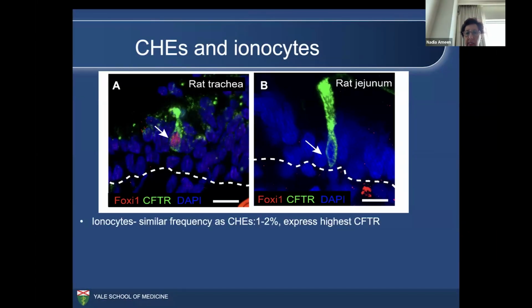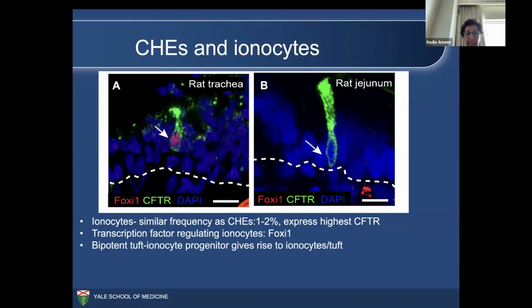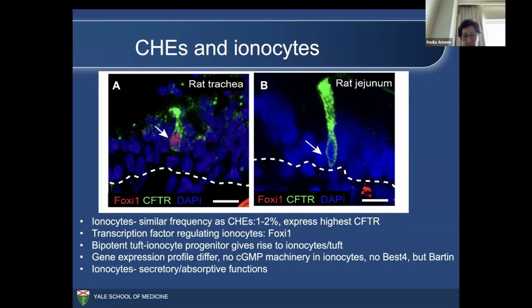So the ionocyte frequency is similar to Chi cells. They also express high levels of CFTR, but the transcription factor regulating ionocytes is FOXI1. And what's been shown recently is that there is a bipotent tuft ionocyte progenitor that gives rise to ionocytes and tuft cells. The gene expression profiles between ionocytes and Chi cells differ. There is no cyclic GMP machinery in ionocytes, and there is no BEST4 in ionocytes, but ionocytes express Barttin, which is an ion transporter. And the functional studies on ionocytes are showing both evidence of secretory and absorptive functions. It's really not clear. And finally, there's some evidence that sonic hedgehog signaling regulates ionocyte abundance and function.